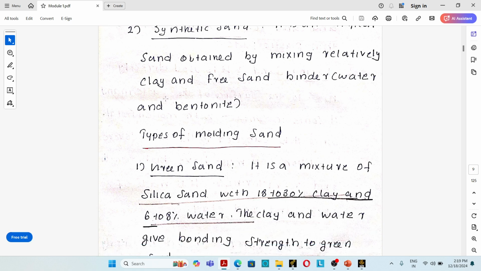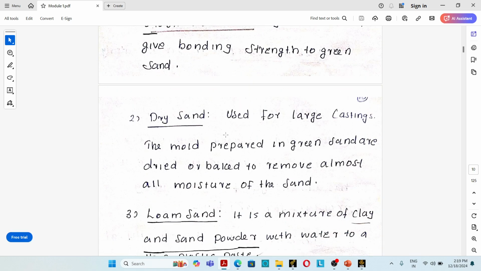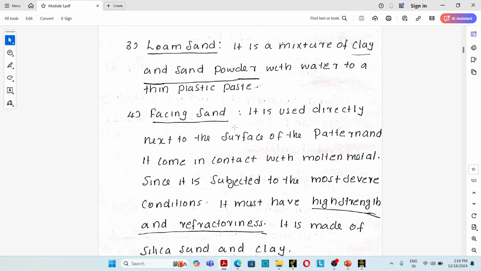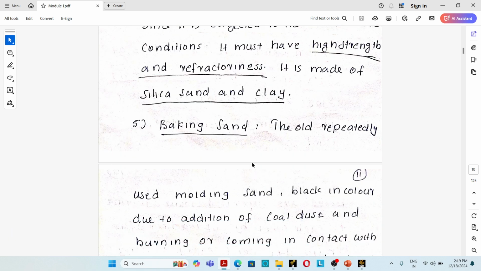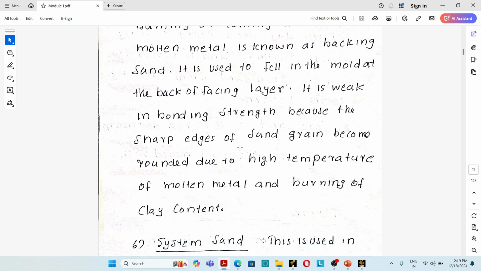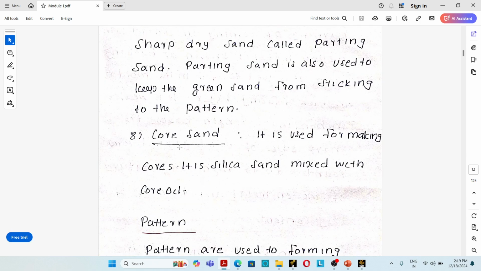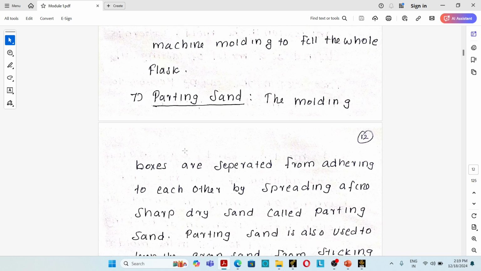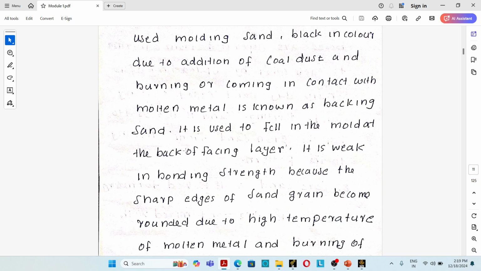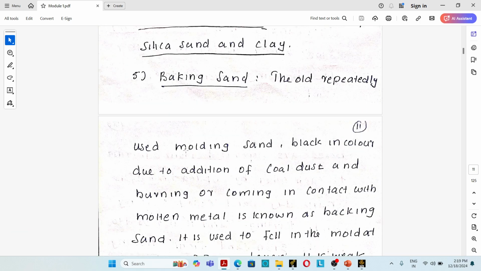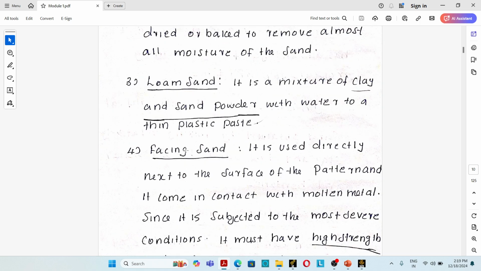Next, the types of molding sand used for the sand casting mold making process. Commonly used sands are: first, green sand; second, dry sand; third, loam sand; fourth, facing sand; fifth, baking sand; then system sand, parting sand, and core sand. These 8 types of sand are used for making sand casting molds, and each has its own application.